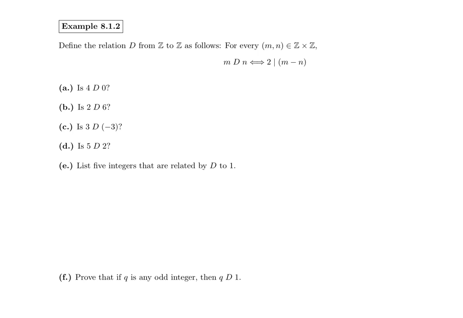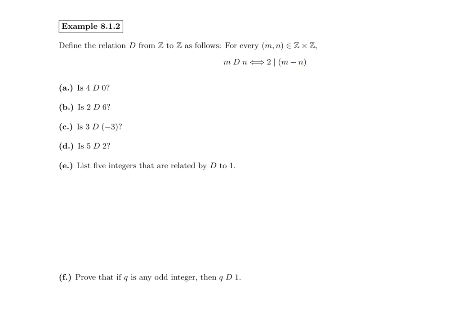For example, 8.1.2: I define the relation D from integers to integers as follows. For every ordered pair (m, n) in Z times Z, the integers' Cartesian product, m is related to n by D if and only if 2 divides the quantity m minus n.